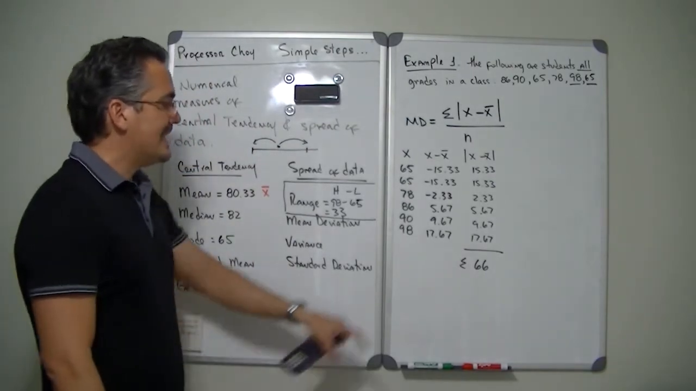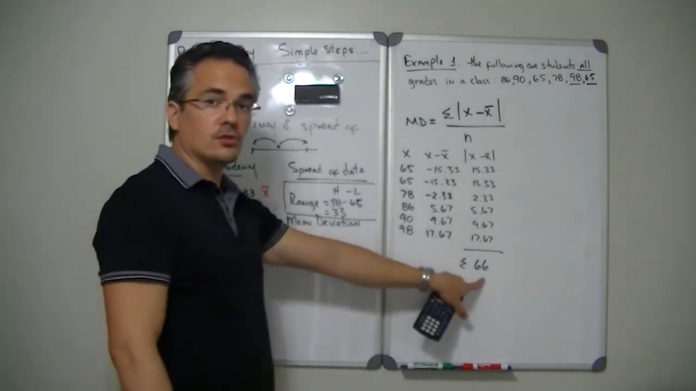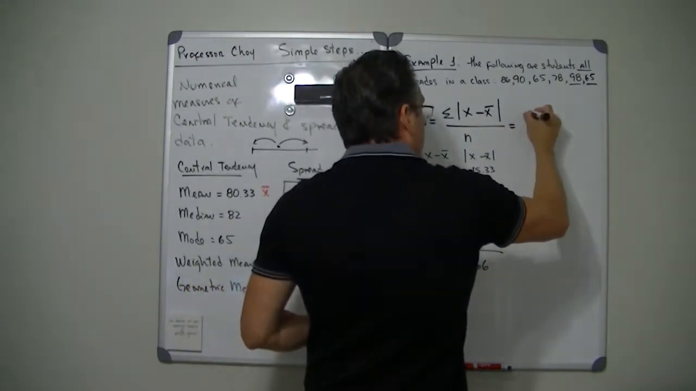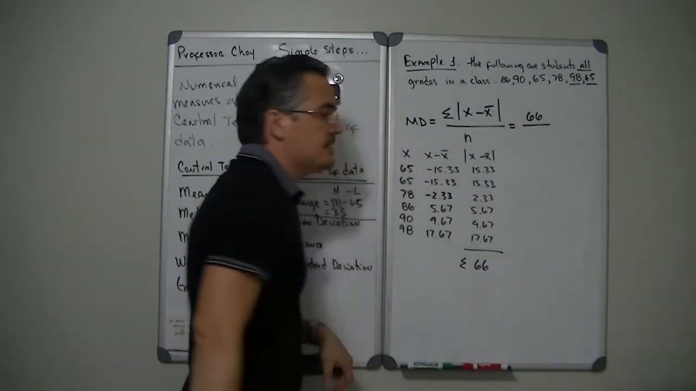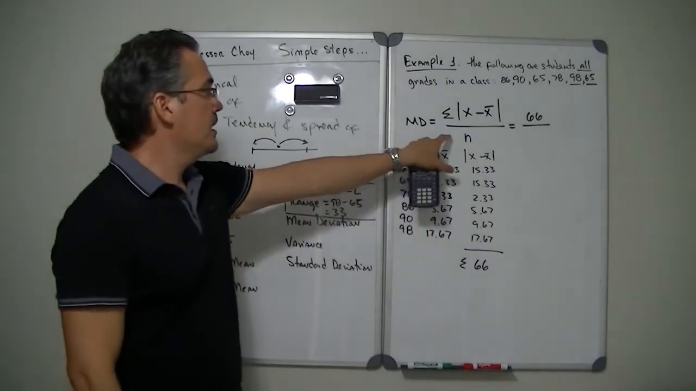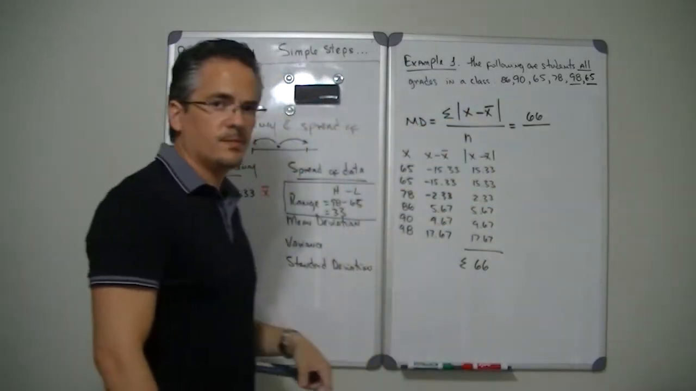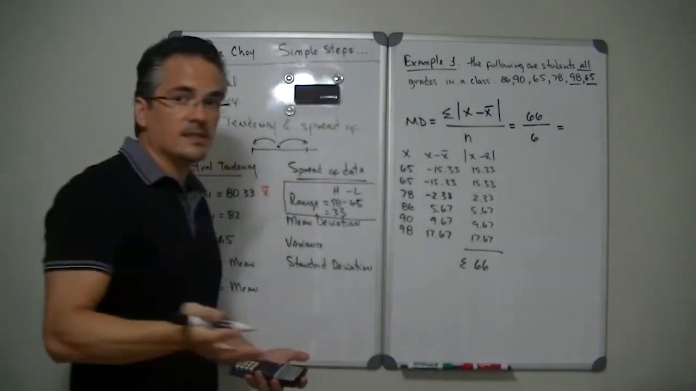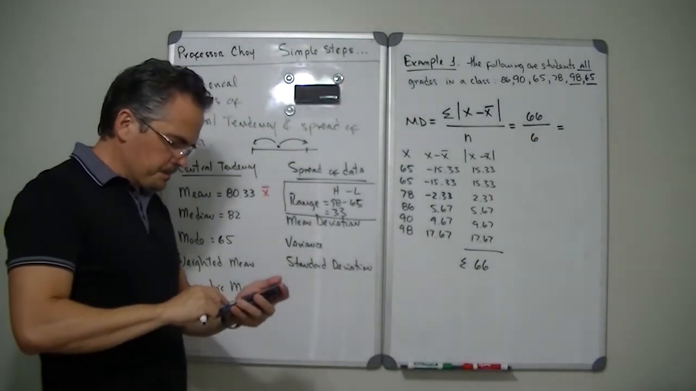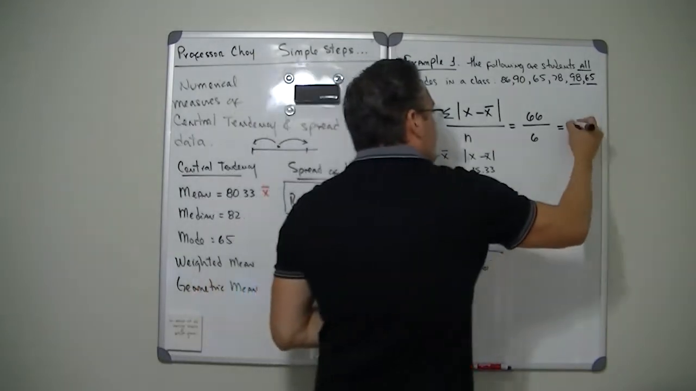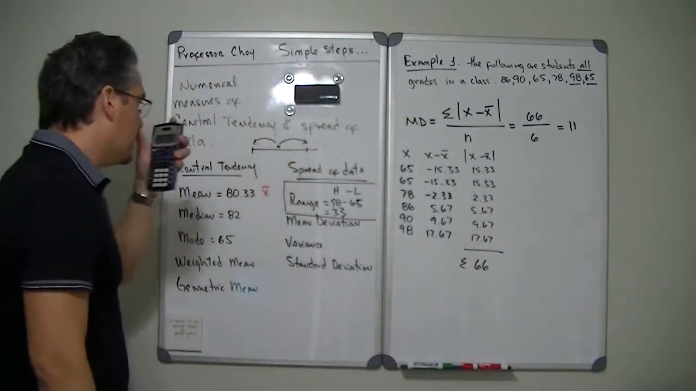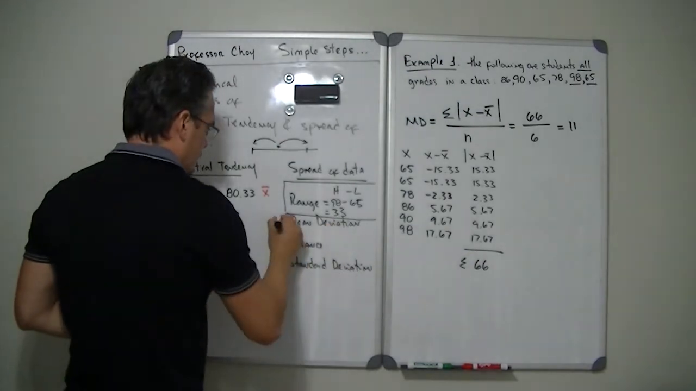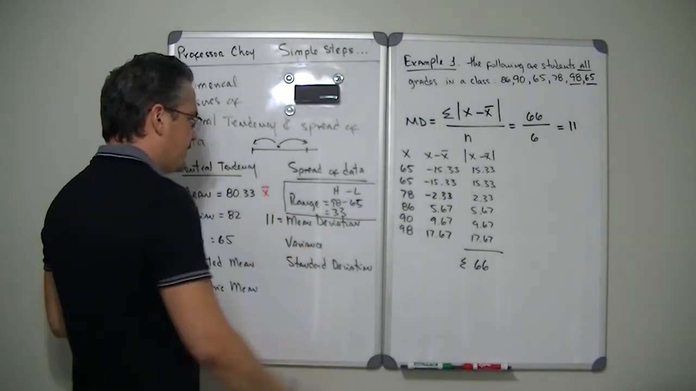Alright, so that 66 is the solution for the numerator on our mean deviation. Now we've got to take that number and divide it by our n, and our n is 6 because we have 6 pieces of data. And 66 divided by 6 is 11. So we got our mean deviation equal to 11.